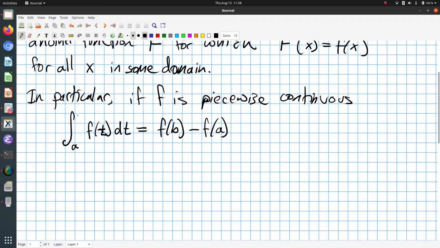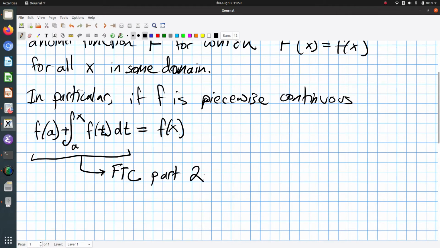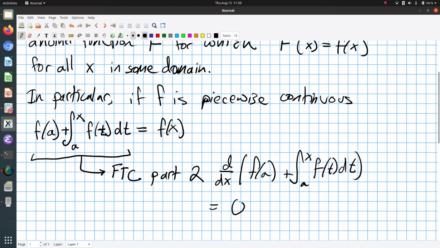if I were to replace this b with an x and move this F of a onto the other side, well, I've gotten back my F of x, and this function here, by the fundamental theorem of calculus part 2, if I take the derivative of F of a plus this expression, I'll get back, well, the F of a is a constant, so that's 0, plus this derivative, and it's just what the fundamental theorem of calculus part 2 says. This is f of x.